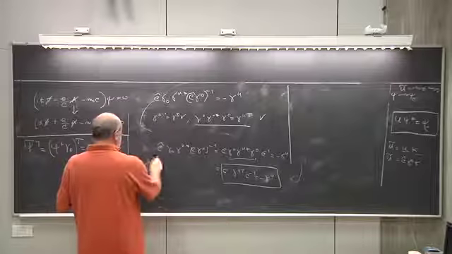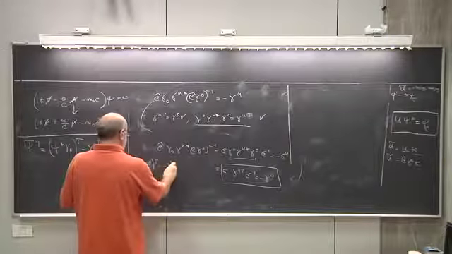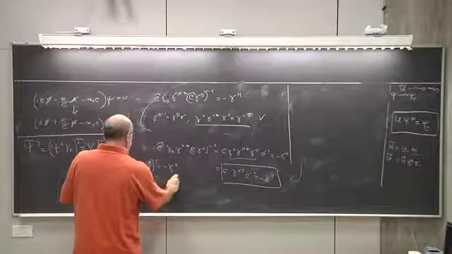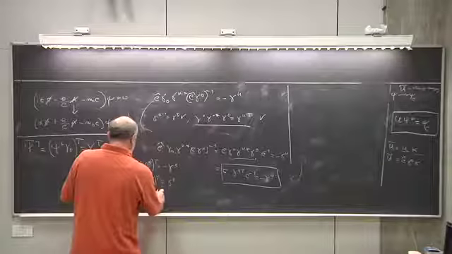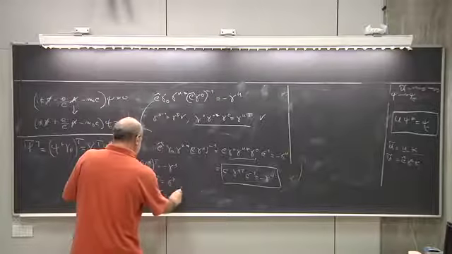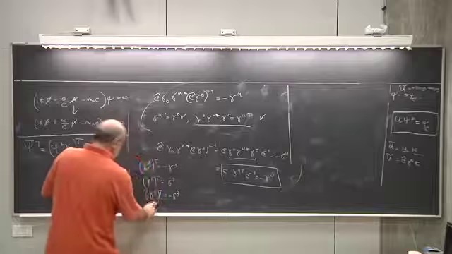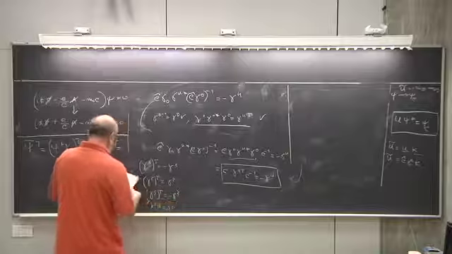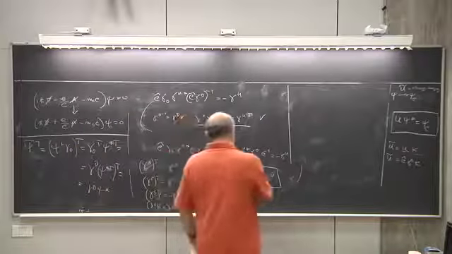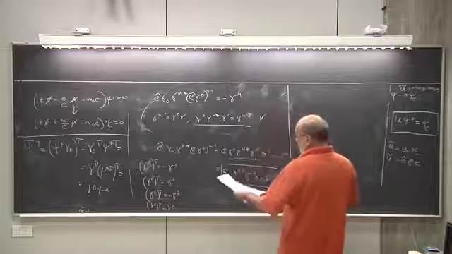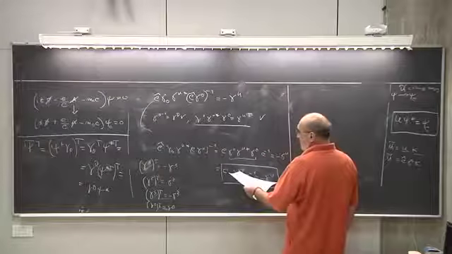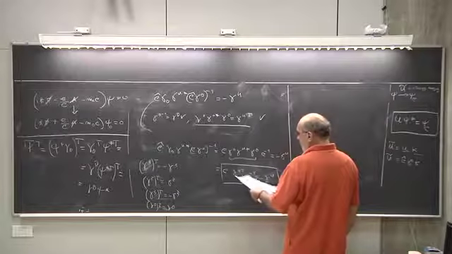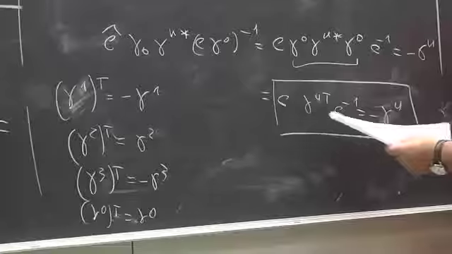Gamma 1, if you do the transpose, is minus gamma 1. Gamma 2, if you do the transpose, is gamma 2. Gamma 3, if you do the transpose, is minus gamma 3 in the Dirac representation. And gamma 0 t is equal to gamma 0. Okay, so from here, looking at the gamma t, for example, gamma 1 is minus gamma 1. So basically it means the C has to commute with gamma 1.